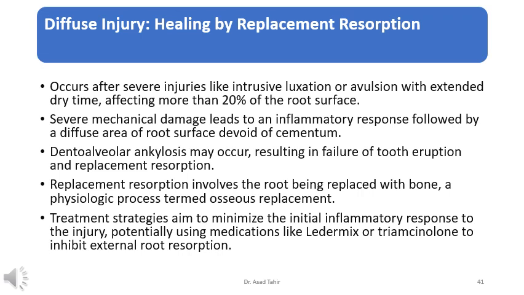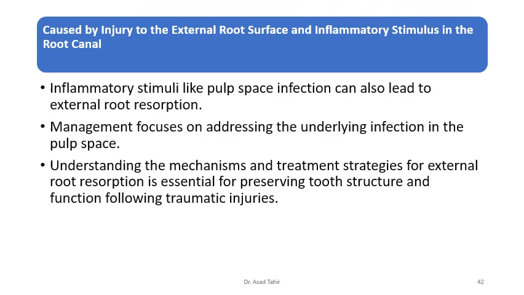Treatment strategies aim to minimize the initial inflammatory response to the injury, potentially using medications like Ledermix or triamcinolone to inhibit external root resorption. Inflammatory resorption is caused by injury to the external root surface and an inflammatory stimulus in the root canal. Inflammatory stimuli like pulp space infection can also lead to external root resorption. Management focuses on addressing the underlying infection in the pulp space.